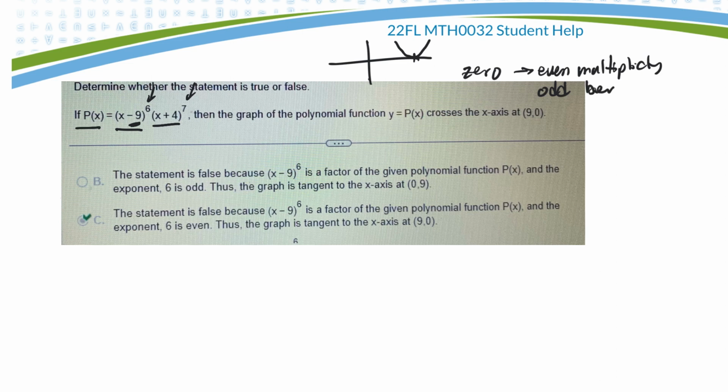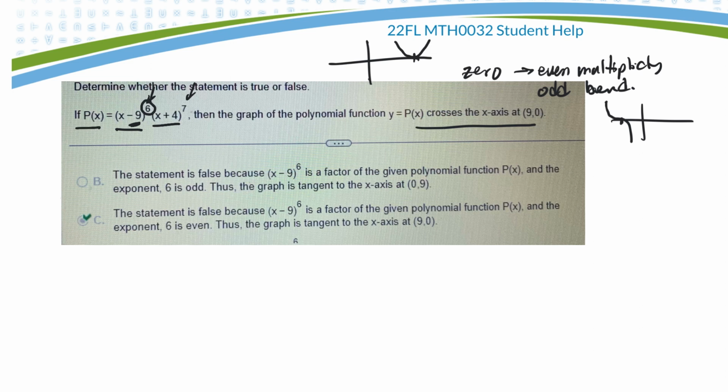I usually say it bends. So it would do something like this at that point, like at -4, it would come and sort of bend around, but it would still go through at that point. So they say in this question, true-false, that the graph crosses at 9, 0. Well, if my multiplicity is even, then it means it doesn't cross, but it's tangent to.